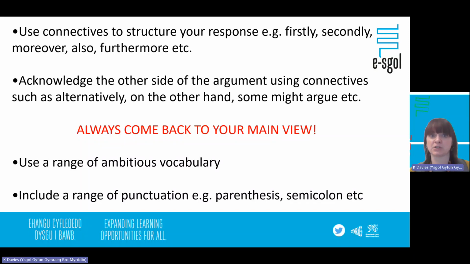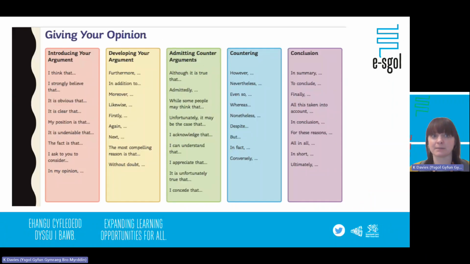Acknowledge the other side of the argument using connectives, such as alternatively, on the other hand, some might argue. So you're showing an awareness and an appreciation. That's what's important with the argumentation. You're showing that appreciation of other views, but as you can see in red, you always come back to your main view. Okay, that is what is central. You show an awareness, you show an appreciation, but you always return to your opinion. And again, this idea of using ambitious vocabulary, include a range of punctuation. Okay, so they're really key aspects.